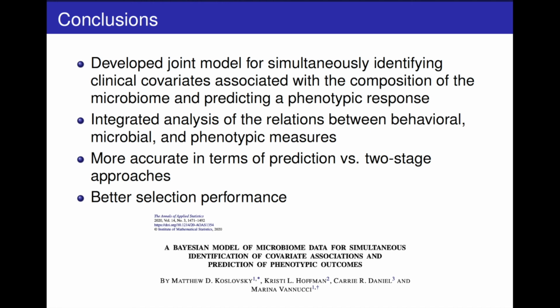Overall, we developed a joint model for simultaneously identifying clinical covariates associated with the composition of the microbiome and predicting a phenotypic response. We provide an integrated analysis of the relations between behavioral, microbial, and phenotypic measures. In simulations not shown, we found that our model was more accurate in terms of prediction versus the two-stage approaches, and additionally it was better at selection as well. For more details, this work was recently published in the Annals of Applied Statistics. And currently we're working on extensions of this framework for causal mediation analysis.